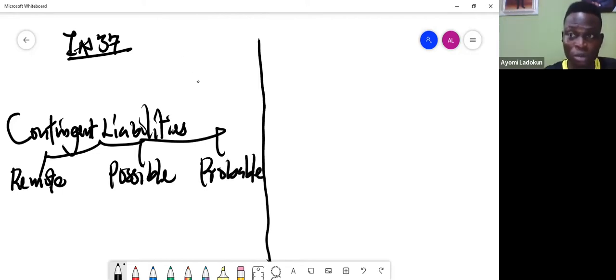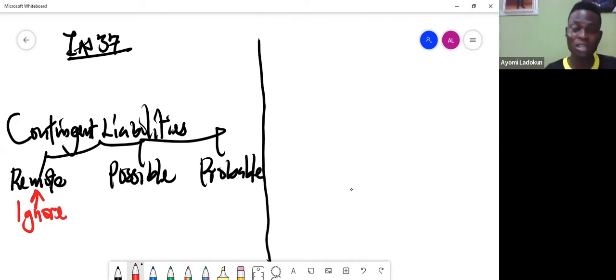Now, it is remote if there is less than a 10% chance that it will crystallize. That means it is remote. So if it is remote, the examiner will not necessarily tell you that it is remote. He will just tell you that there is a 90% chance that it will be successful. So that means it is remote. Okay. So in that case, what do you do? You ignore. You don't even do anything about it. Just throw it out.